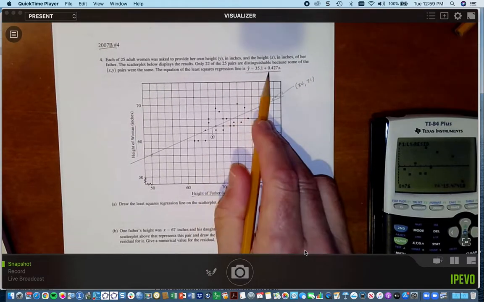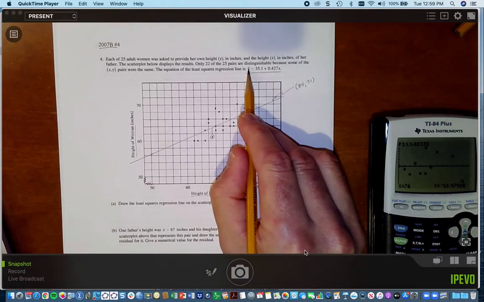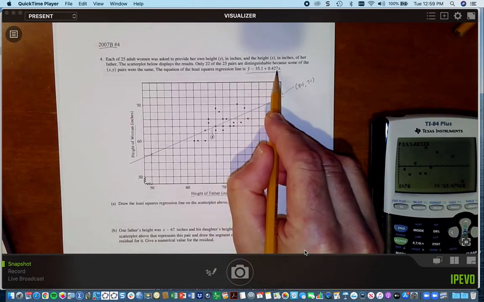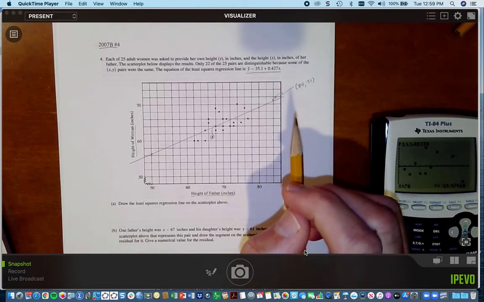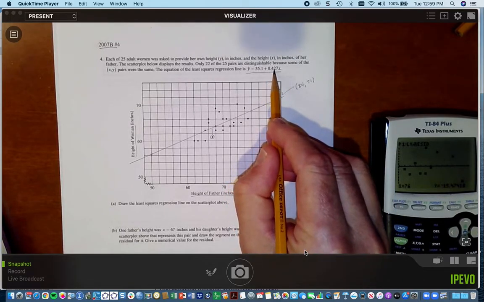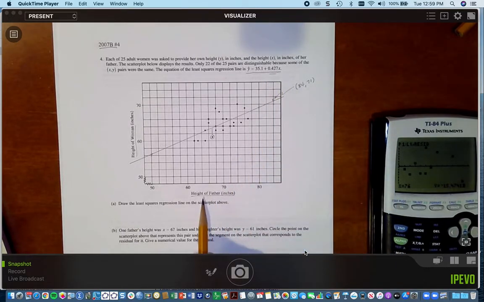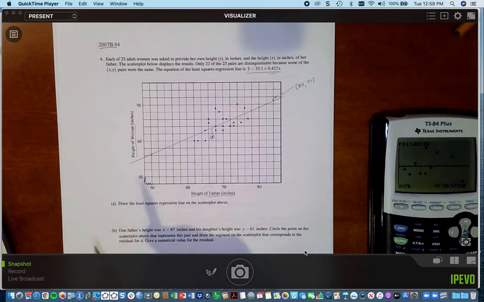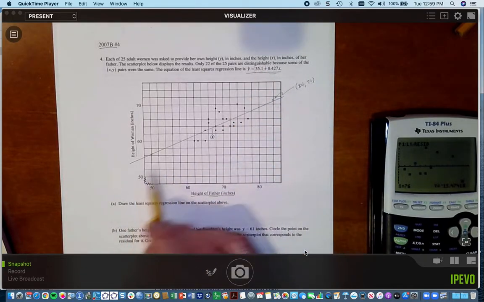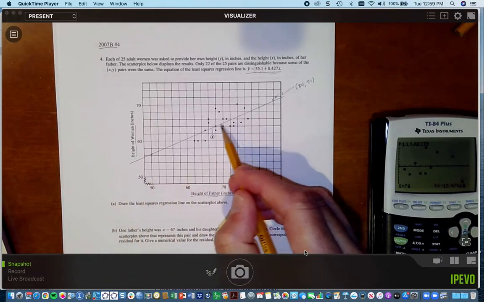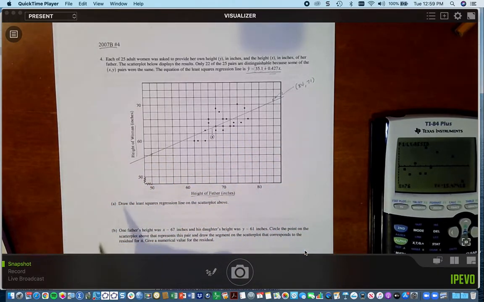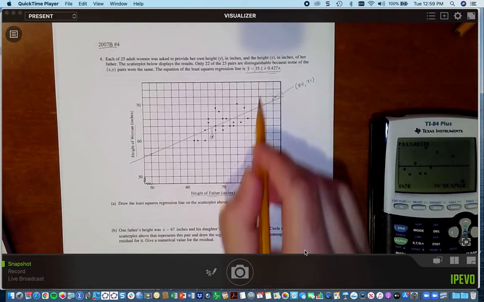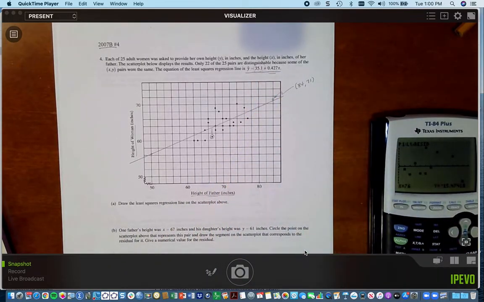This model says that the daughter's height can be predicted from the father's height by plugging into this formula. This 0.427 represents that for every inch that the father is tall, the daughter is going to end up being about a half inch taller. This 35.1 again does not have a lot of context. If you take this line back to where the vertical axis is, it tells me that if a father is 0 inches tall, his daughter is going to be 35 inches tall. Not much context there.